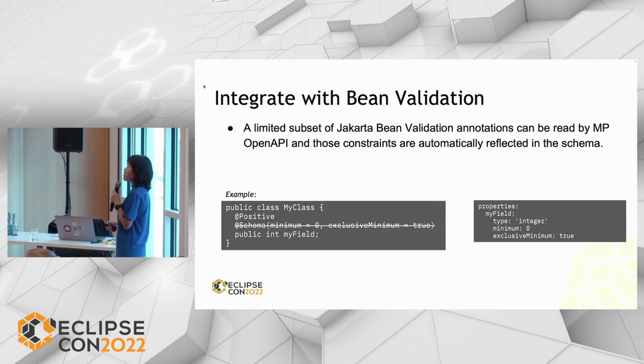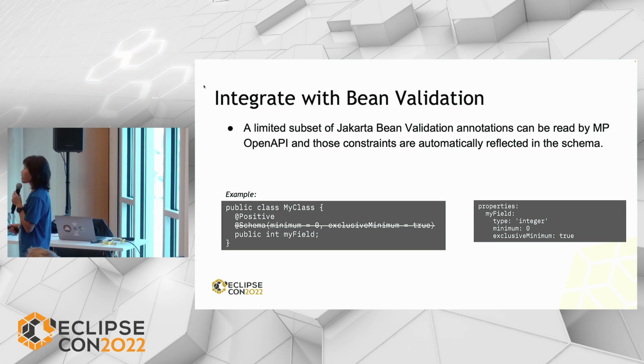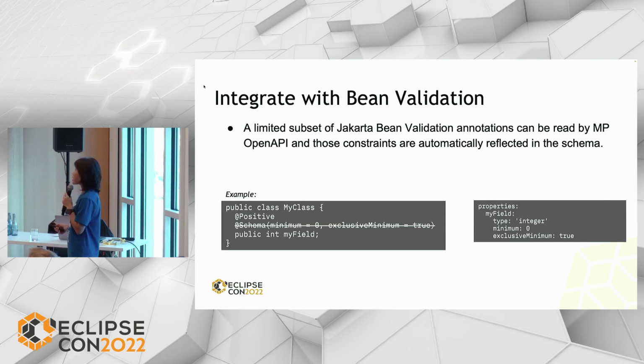Previously the customer complained that OpenAPI doesn't work well with bean validation, because even if you use the bean validation annotations, you still have to add a lot of boilerplate. So they define the schema, etc. Now you don't need to. It will directly generate the doc for you.